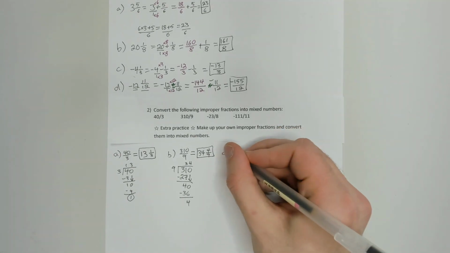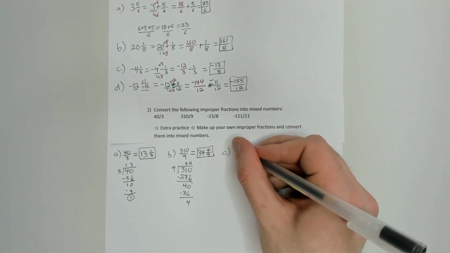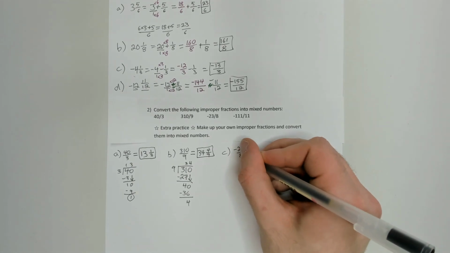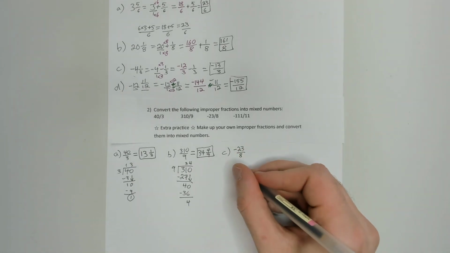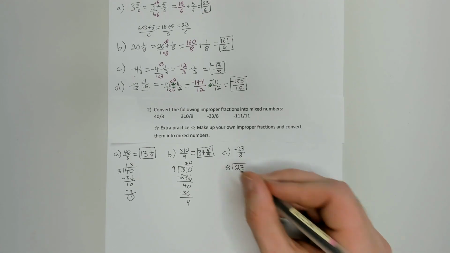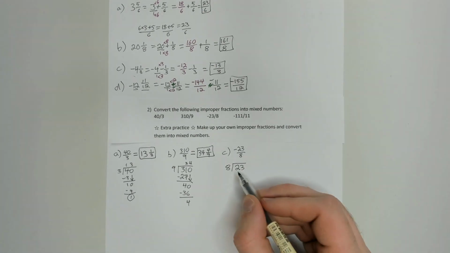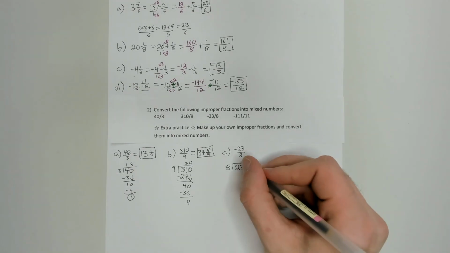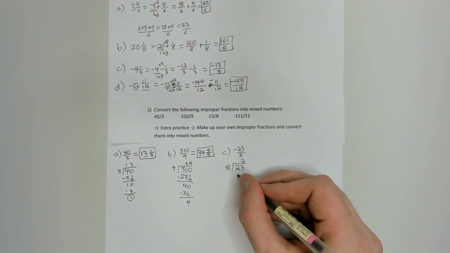Part C, we have a negative this time, so we should expect a negative answer, since a negative divided by a positive is negative. But in the actual division, we just need to focus on doing 23 divided by 8, because we can add the negative on afterwards. 8 doesn't go into 2, but it goes into 23 2 times. Right, 8 times 2 is 16.